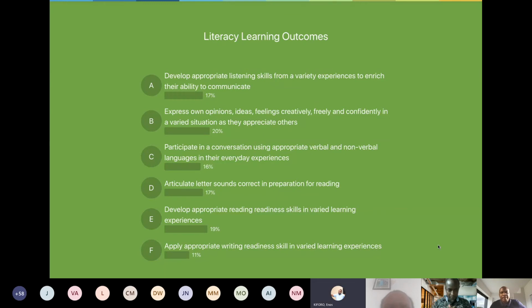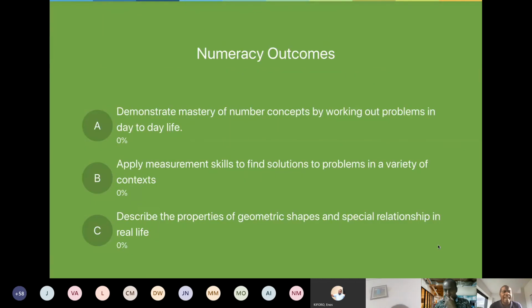So our focus will be on literacy and numeracy. We can see the spread in literacy. We are also going to look at numeracy learning outcomes. So select the ones you're going to use in your class.